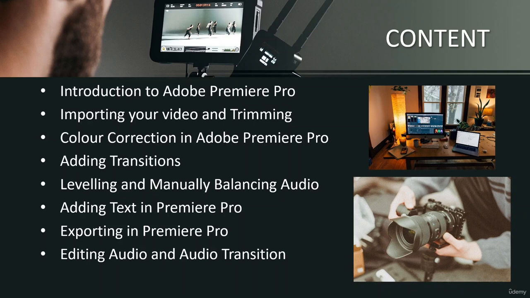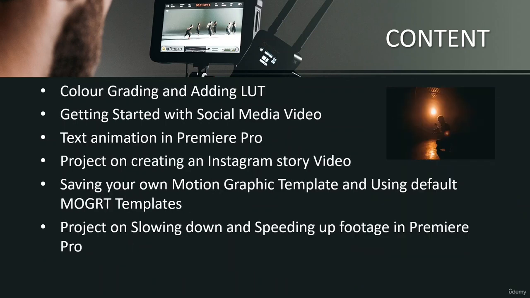After that, we'll learn in detail about editing your audio. I have shown you everything about audio editing in detail. Here I've already shown you leveling and manually balancing your audio, but here I'll explain in detail how you can edit your audio from scratch and also about audio transitioning. It is quite similar to video transitioning, but here instead of video, I have audio. Next we'll come to color grading and how you can add your LUT. LUTs are different types of effects, or in color grading, there are different effects which you can put.